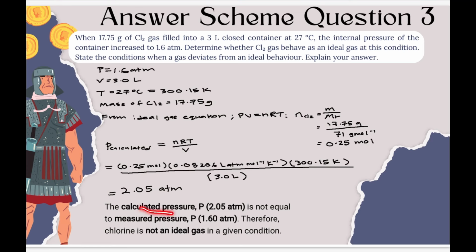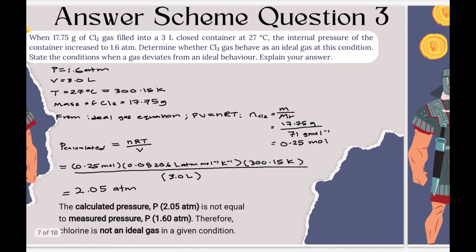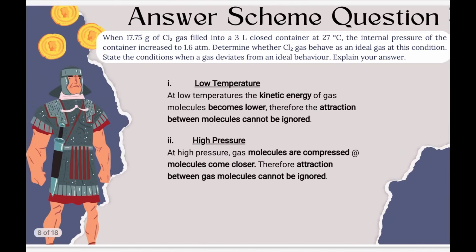Jadi kalau tidak sama, therefore the chlorine in that given condition does not behave ideally. Okay. So, nanti dia tanya lagi, state the condition when a gas deviates from ideal behavior. So, condition dia ada dua, iaitu low temperature. Okay, sebab bila low temperature, kinetic energy akan jadi low. Bila kinetic energy low, then attraction between molecules cannot be ignored. It will be significant. Okay, intermolecular forces dia jadi signifikan lah.